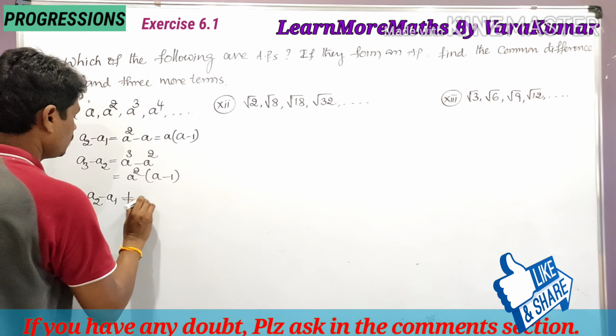So next, we have to find a4 minus a3. A4 is root 32, minus a3, which is root 18. Root 32 can be written as 16 into 2, student, and root 18 as 9 into 2. So root 16 is 4, giving 4 root 2, minus root 9 which is 3, giving 3 root 2. So again we get root 2. In all, the difference of successive terms is root 2, student. Therefore it forms an AP.